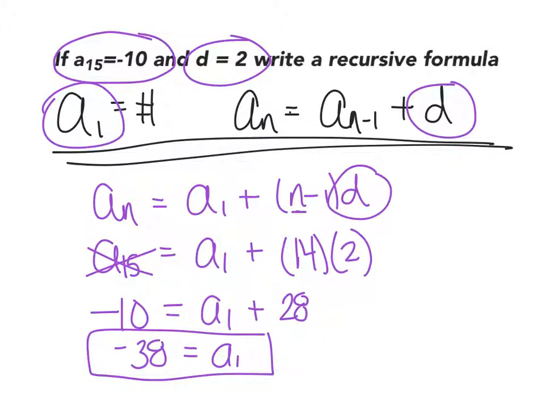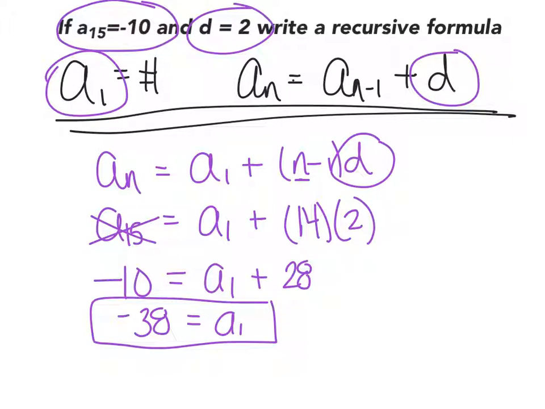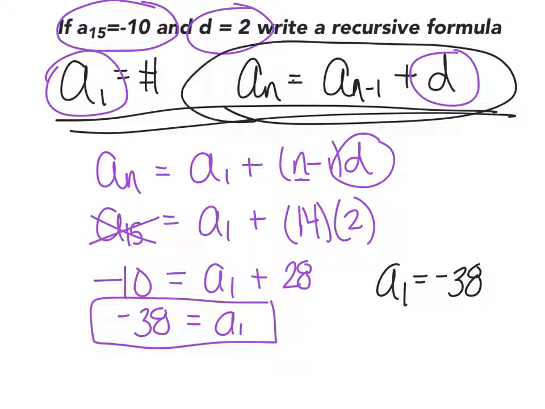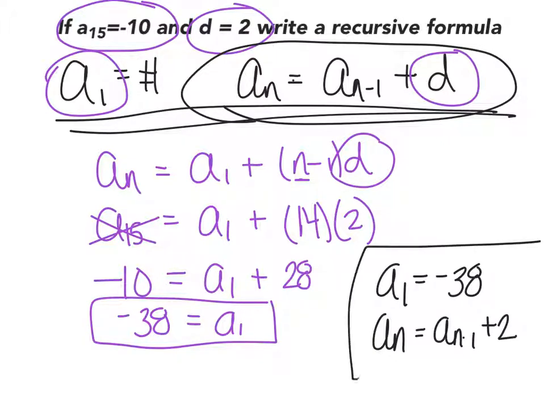Now I think I'm ready to write the formula. I had to identify a sub 1, so a sub 1 equals negative 38. And then I need to use my recursive definition. A sub n equals previous term, a sub n minus 1, plus the difference of 2. And there is our recursive formula. So just take a minute to remind yourself that those are the two things that we're looking for, our difference and our a sub 1.